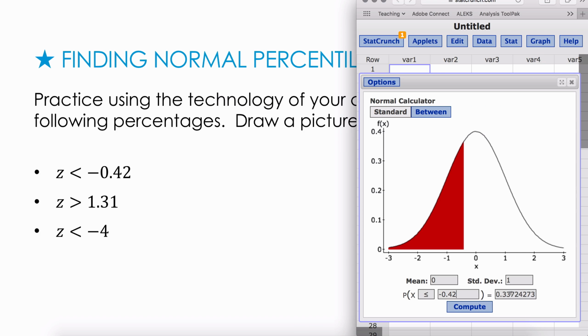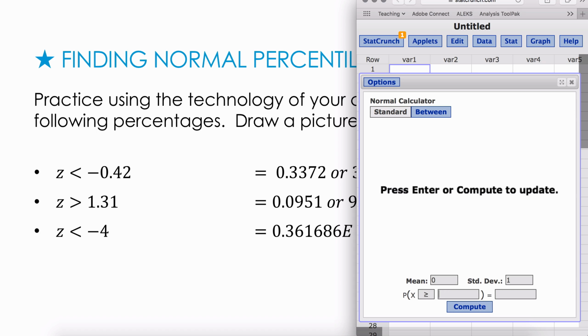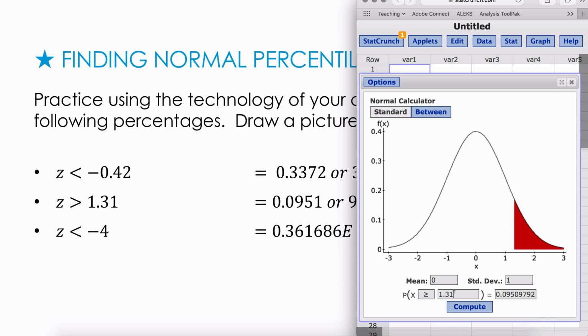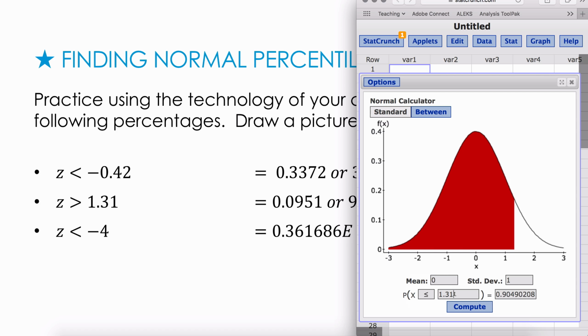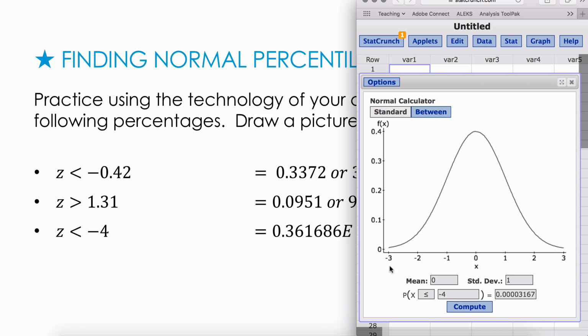I'm going to do the same thing. This time I'm going to switch it to 1.31, and I find the 0.0951. And then the last one, notice that z is less than negative 4. Now we talked about z-scores and how if it's more than 3, it's really improbable that it happens. So notice here I get just a very, very, very small score, which is 0.00003167.